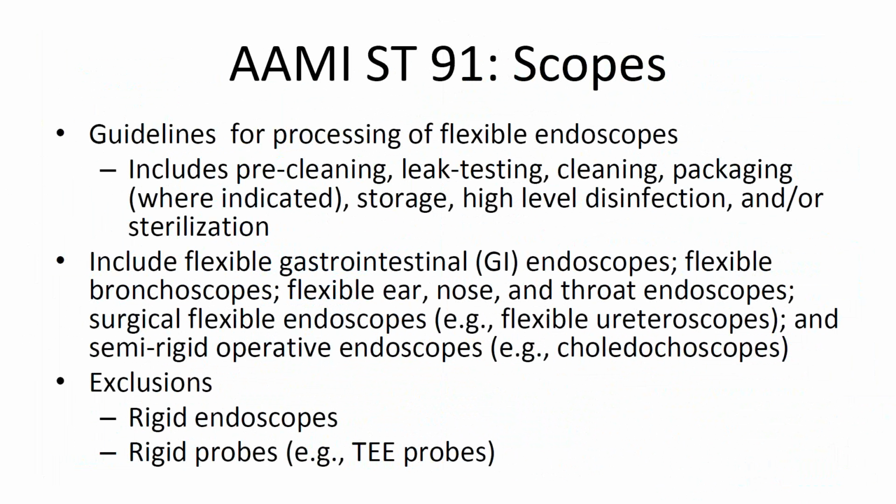So within ST91, you'll find the different categories of reprocessing that we're all used to. So that includes sections such as pre-cleaning, leak testing, manual cleaning, packaging if indicated, storage of endoscopes, high-level disinfection, liquid chemical sterilization, and full sterilization practices. This document is applicable to, again, any flexible or semi-rigid endoscope, so that includes not only the GI scopes, but also things like bronchoscopes, ENT scopes, ureteroscopes, you name it. It does exclude anything that's a rigid endoscope. Next slide, please.